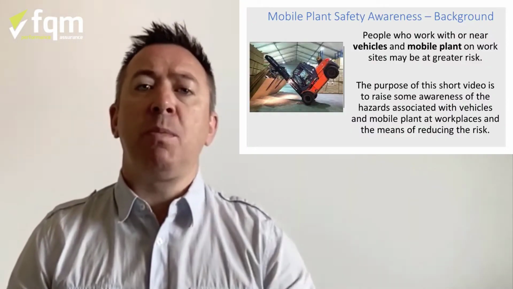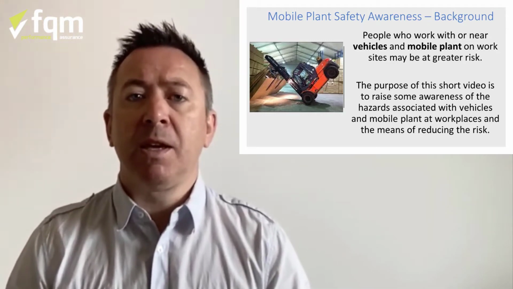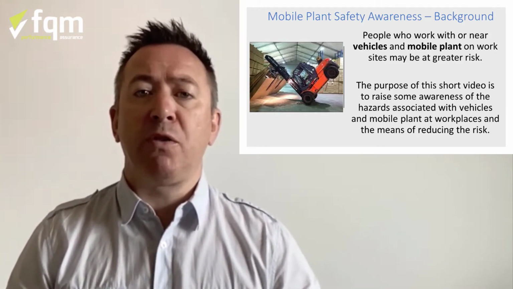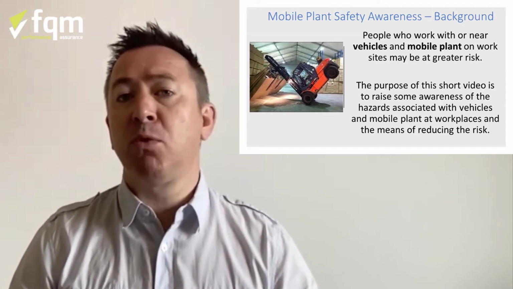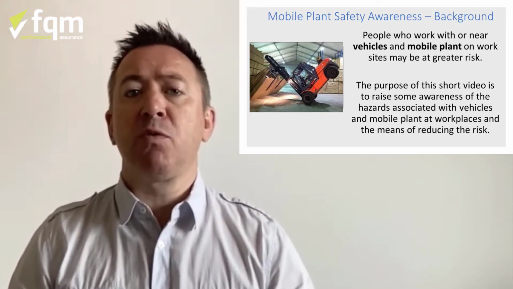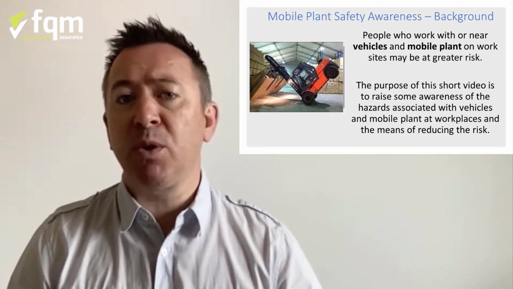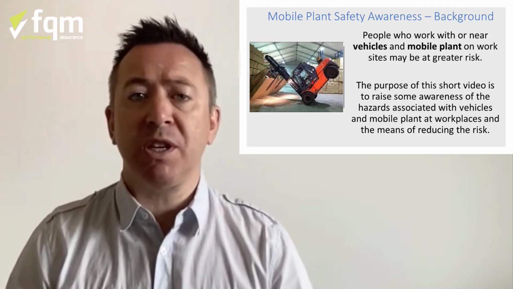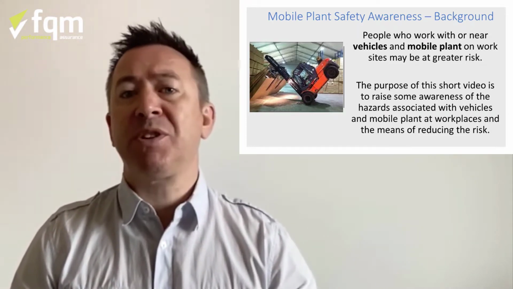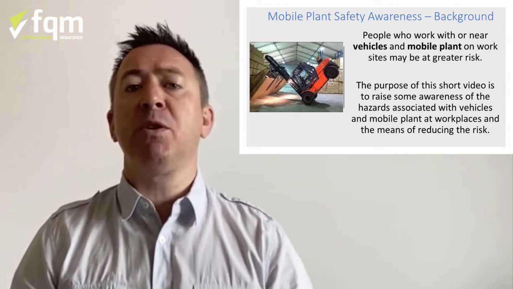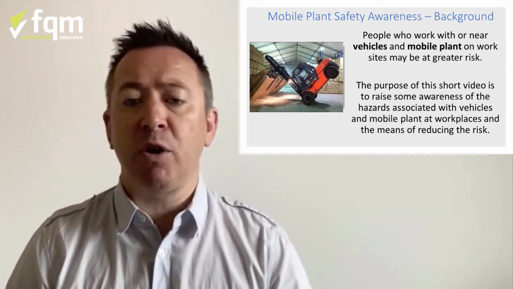So, mobile plant safety. If you are on a work site, people around this work site, working on it or visiting the site, can be at greater risk if that site has mobile plant that is in use, regardless of what its use is for. It's important that we understand the risks associated to mobile plant, and in particular if young people or new people join that site that are not familiar with the workings that go on around the site.